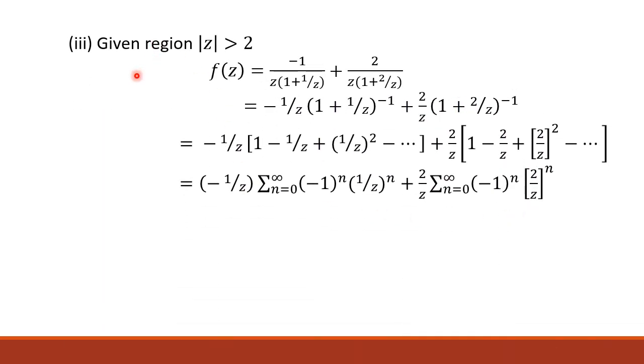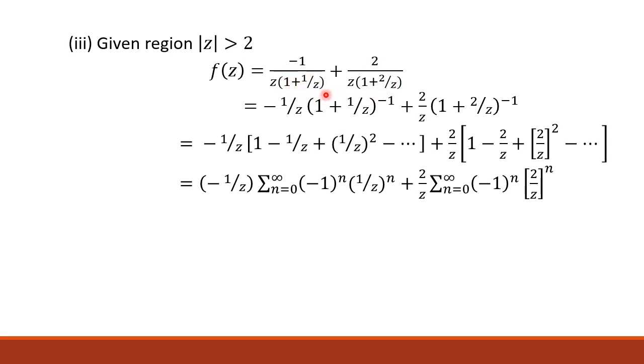Now consider the next region, modulus of z greater than 2. We always take the relation as less than, so we write it as 2 less than mod z. In the relation 2 less than mod z, we take z outside for both terms. We get the first term as minus 1 by z into (1 plus 1 by z), and for the second term, taking z outside, it becomes 2 by z into (1 plus 2 by z).